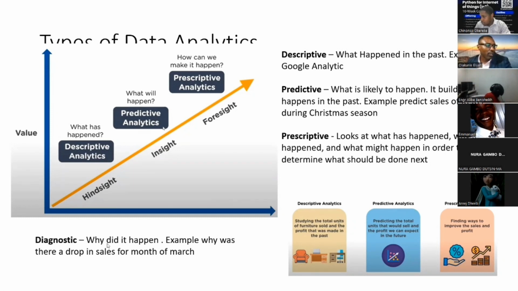Diagnostic is more like what comes after your descriptive. After looking at the pattern of events, you want to know why certain things have happened. For example, why was there a drop in sales for the month of March? Maybe you are a poultry farmer, and you look at your trends of data and see that in March there was a drop in sales. It helps you to find out the abnormalities in your data.